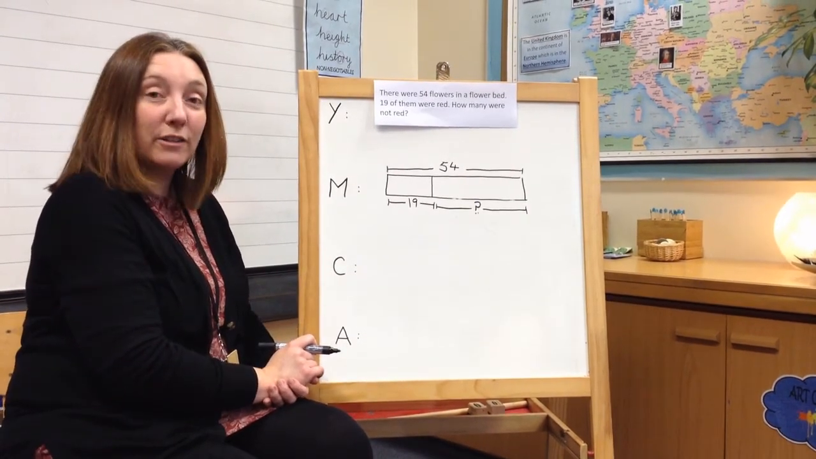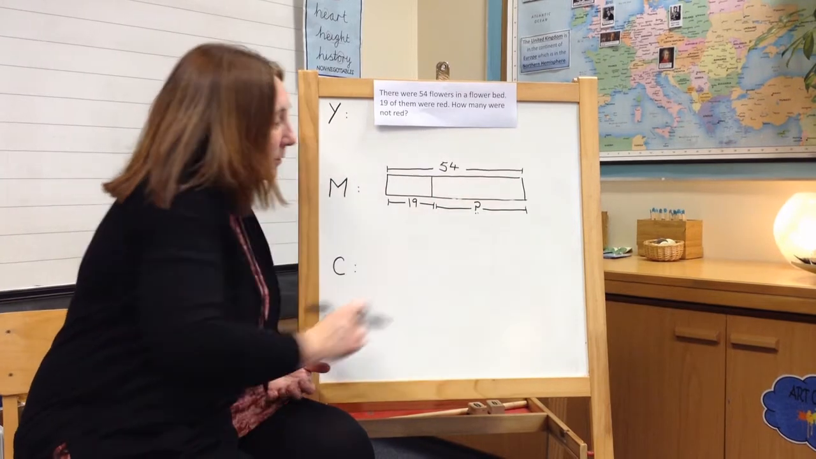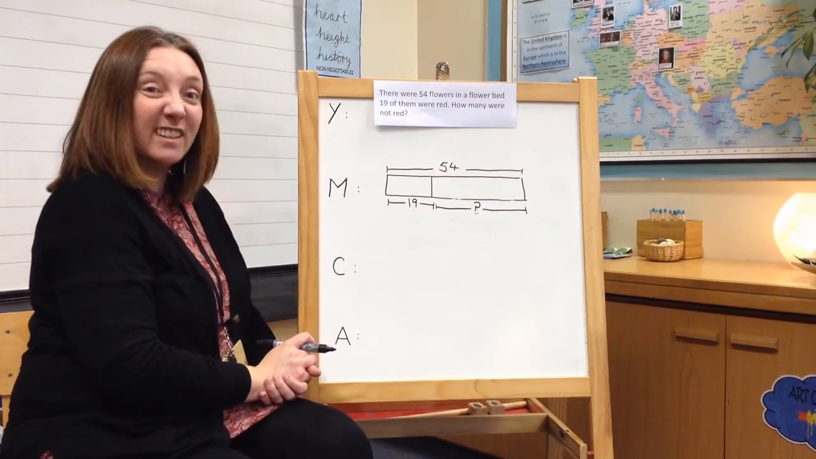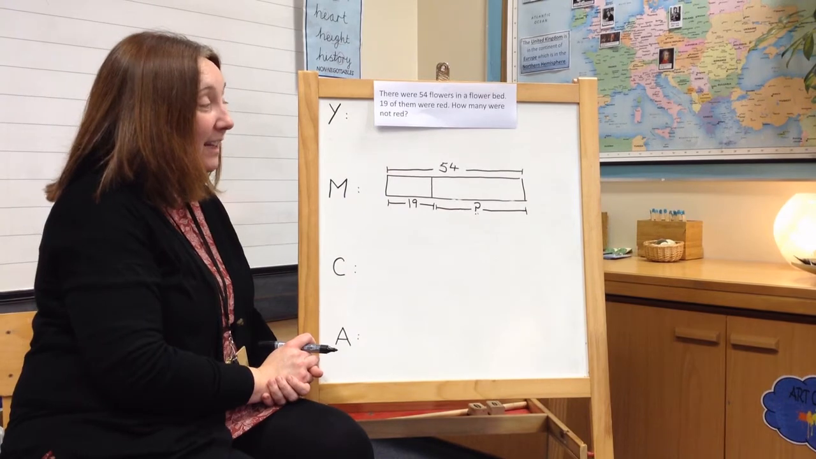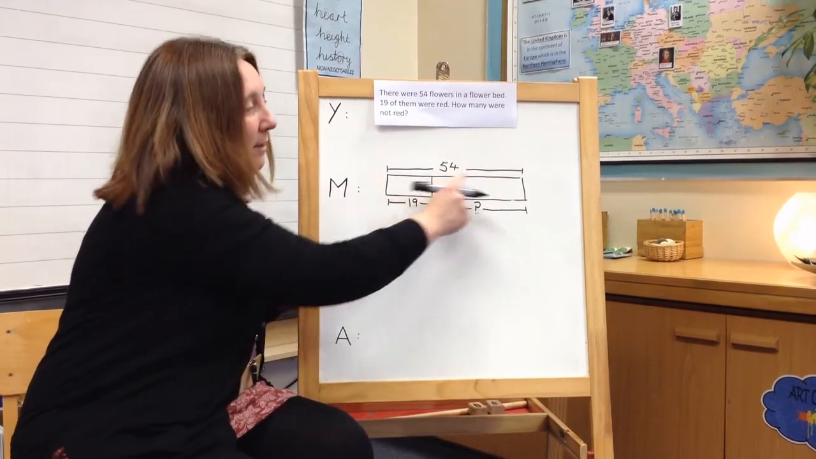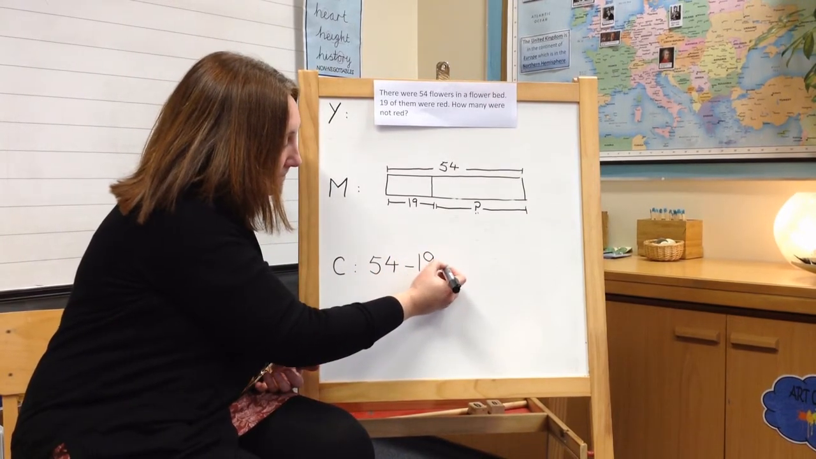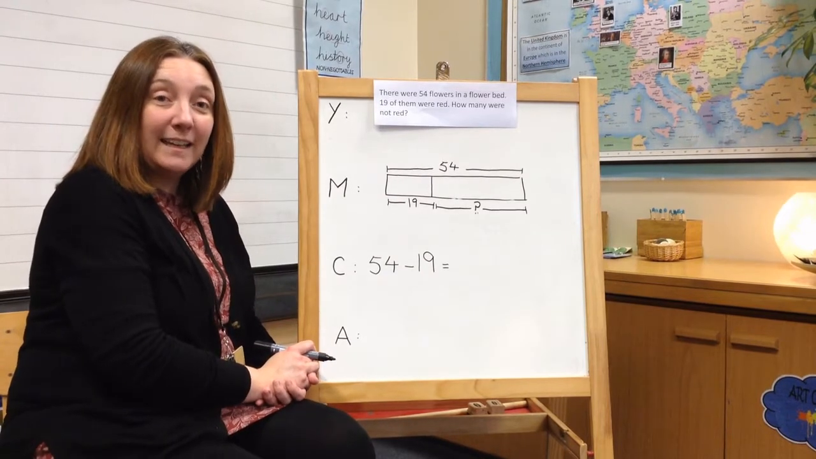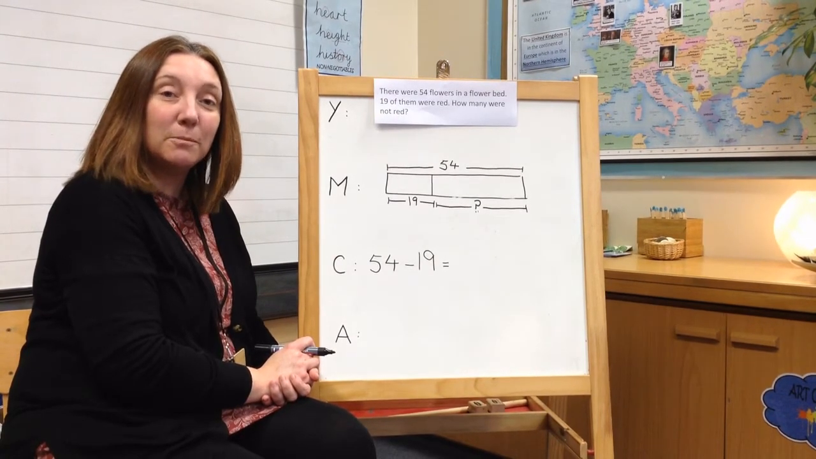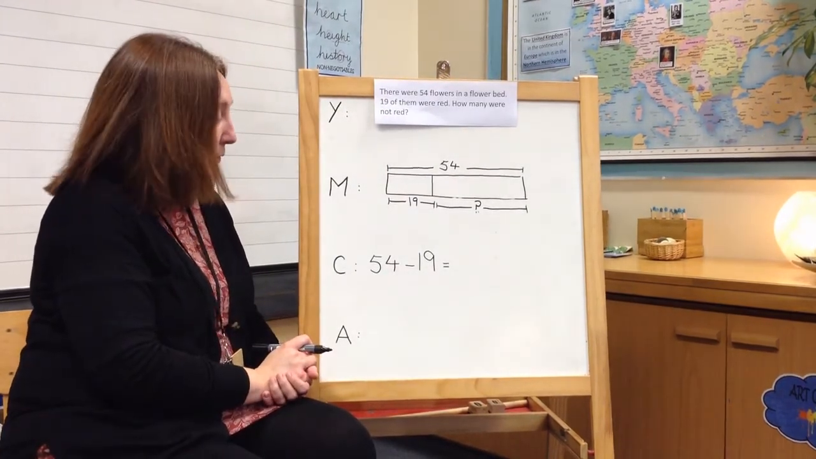I need to write down the calculation that will help me work out the question mark. We've got the total, which is 54, and we've got part of it. What's left will give us the answer. The calculation involves subtraction. 54 needs to be my minuend, because it's the number of the greatest value, it's the whole, and then I need to subtract 19. Some of the problems today, you'll be able to complete the calculation using a mental strategy. Some of the calculations, you may need to use a written method. This is definitely one that we can use a mental method for.